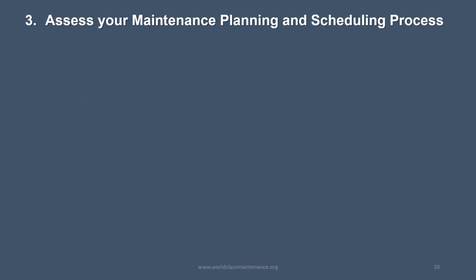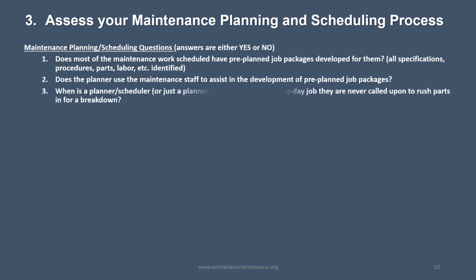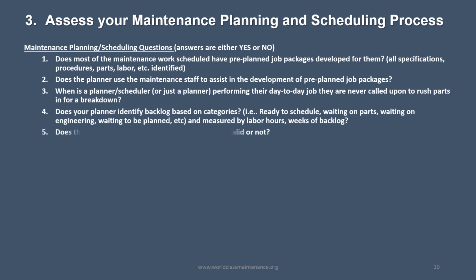Number 3, assess your planning and scheduling process. So I'm just going to ask these questions, okay? It's yes or no. So maintenance planning and scheduling questions. Does most of the maintenance work scheduled have pre-planned job packages developed for them? All specifications, procedures, parts, labor, etc. Yes or no. Does the planner use the maintenance staff to assist in the development of pre-planned job packages?